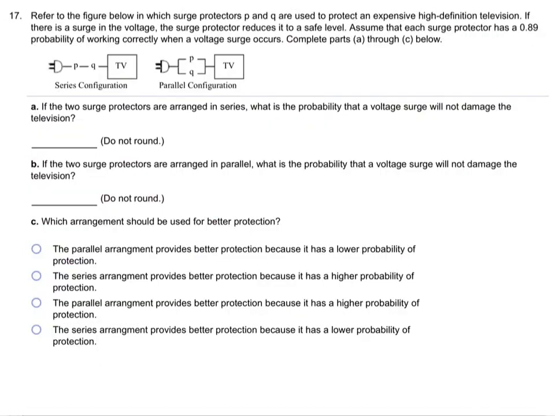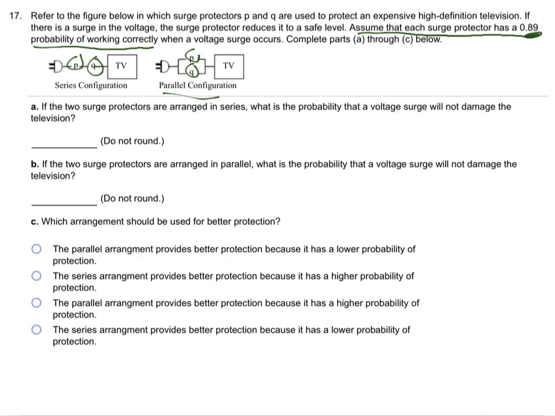All right, let's go to the last question, number 17. Basically, they have surge protectors arranged in one line, that's called series, in one straight line. The P and the Q are 2 surge protectors. Assume that each surge protector has a 0.89 probability of working correctly. So P and Q in a straight line, or P and Q in what's called parallel configuration.